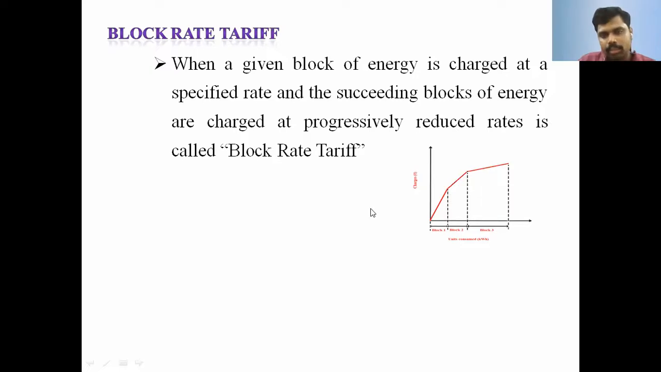Here, in the succeeding block, if a huge amount of electricity is utilized, then at that time the cost is minimized. This is applicable only for industrial consumers. It is not applicable for domestic consumers. It is applicable only for industrial consumers.